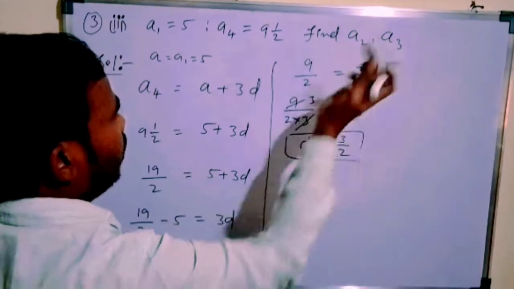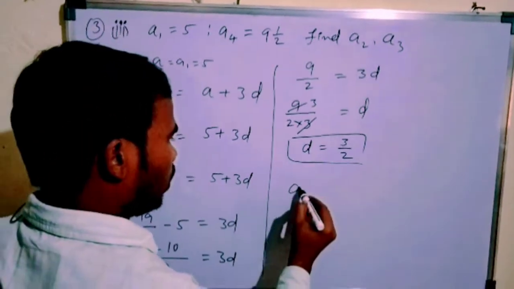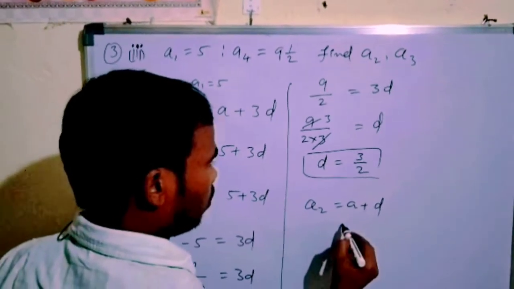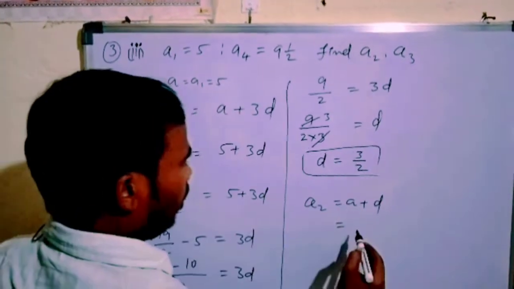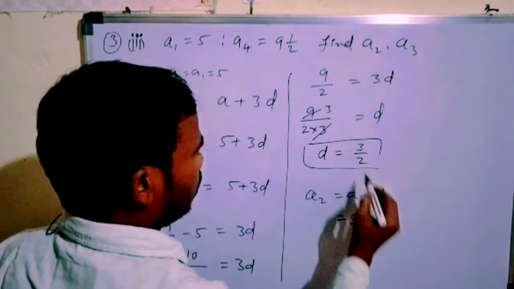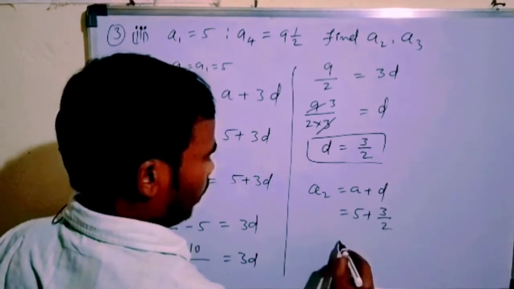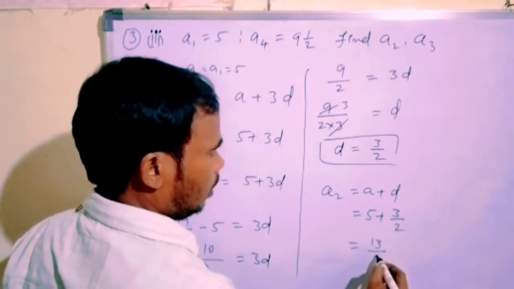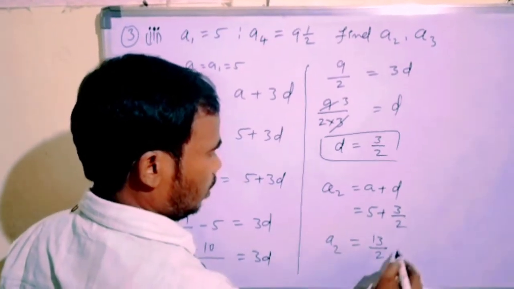Now the a2 and a3 values are easy. What is a2? a2 is equal to a plus d. So how much do we get for a plus d? The a value is 5 plus d, which is 3 by 2. So 2 5s are 10, 10 plus 3 is equal to 13. 13 by 2, this is the a2.